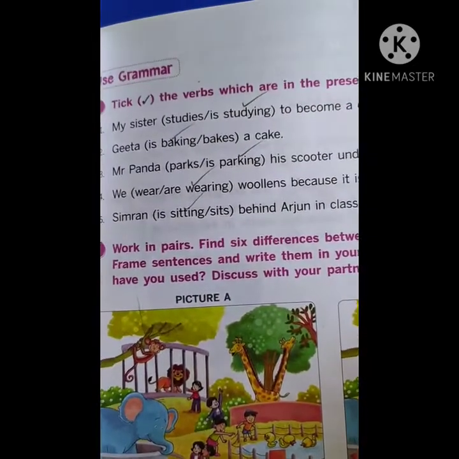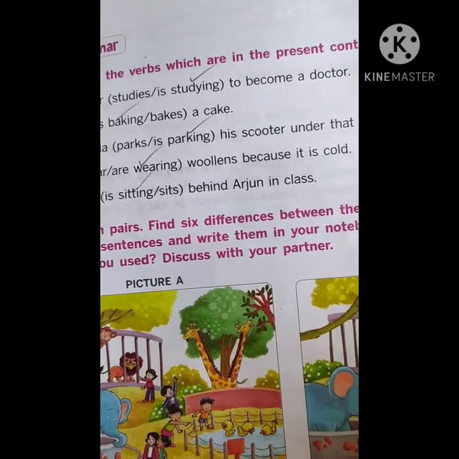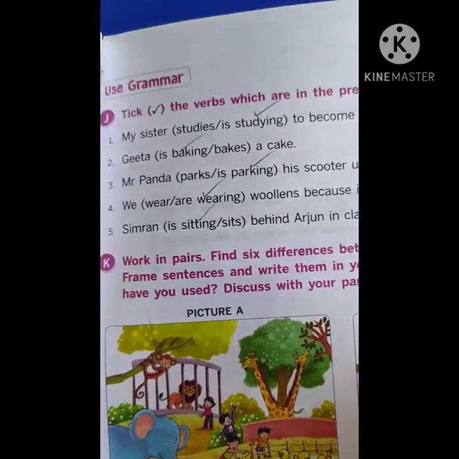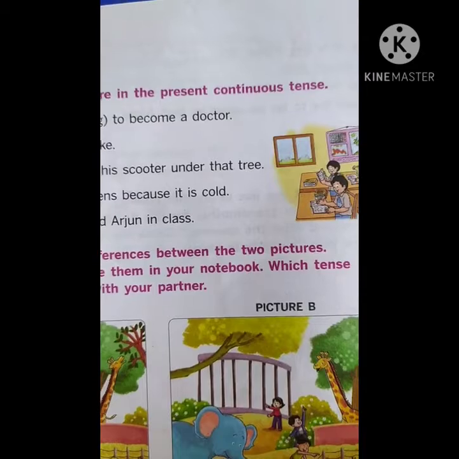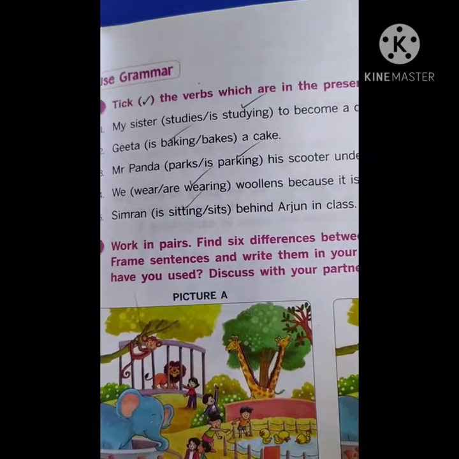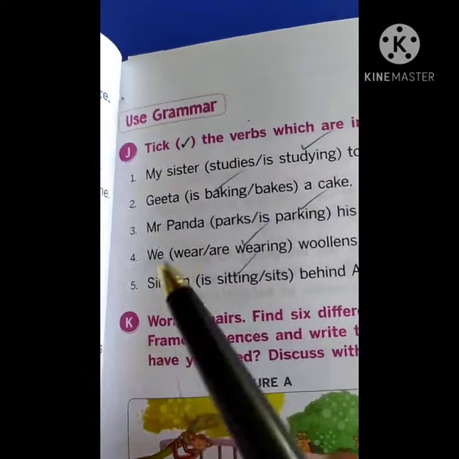Yes, in the previous video we have learned about the present continuous tense, where we have to use the S and ing. Okay, so now this one is the present continuous tense. Okay children, we have learned about the simple present tense as well as the present continuous tense. Now we will see this one.